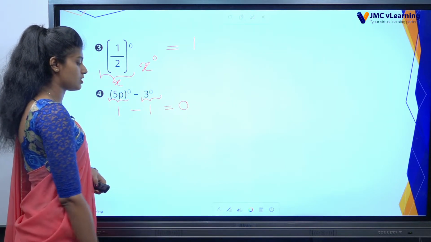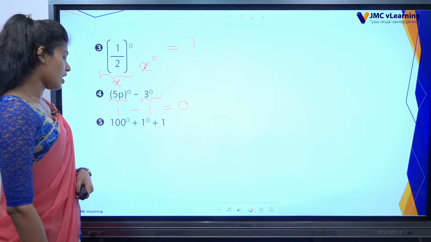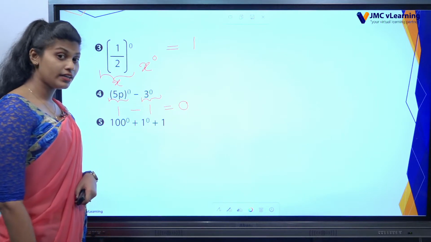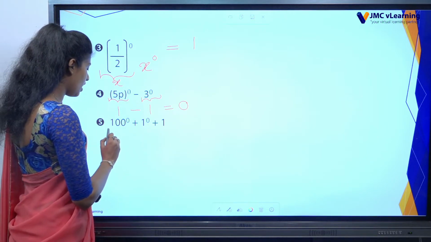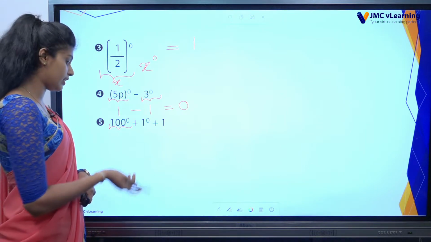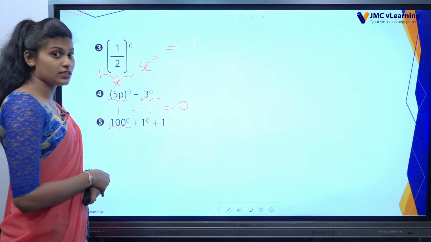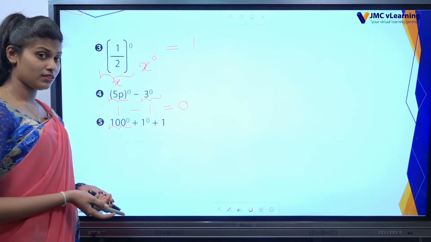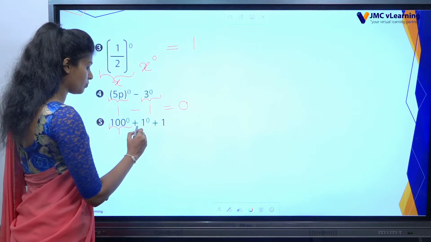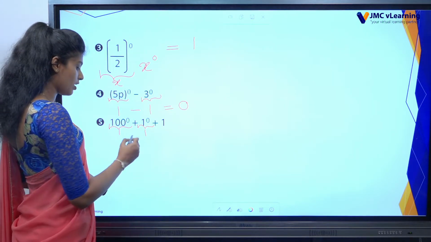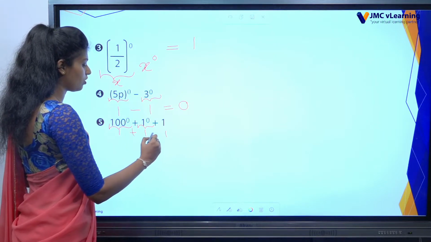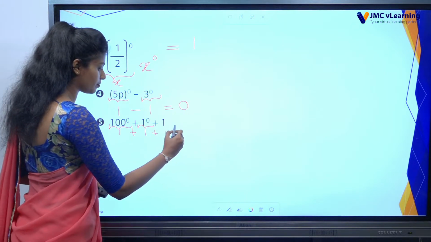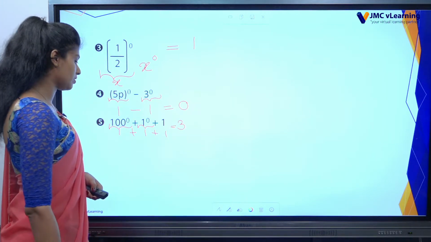It is 0. Then 100 to the power 0 add 1 to the power 0 add 1. Then 100 to the power 0. What is the answer? The index is 0. When the index is 0, the bases may be different from each other, but the answer is 1. Then 1 to the power 0 is also 1. Then here also 1. All of this you have to add. 1 add 1 add 1. What is the answer? It is 3.